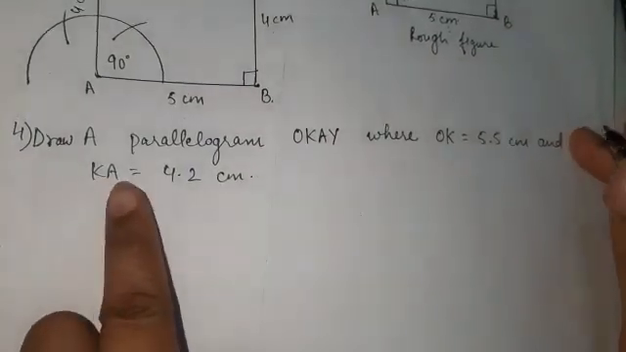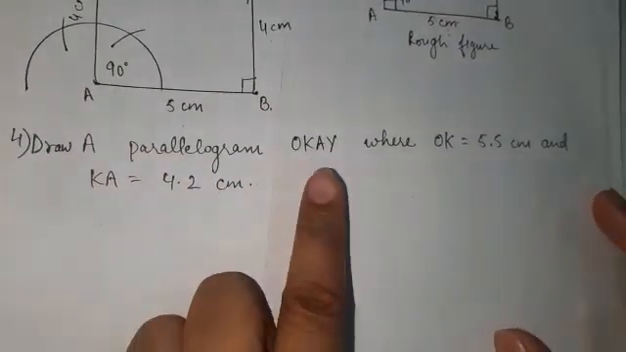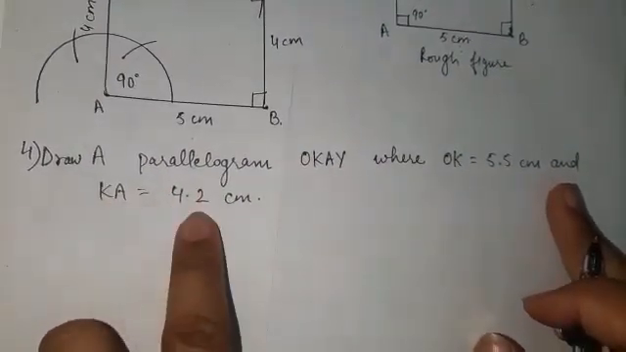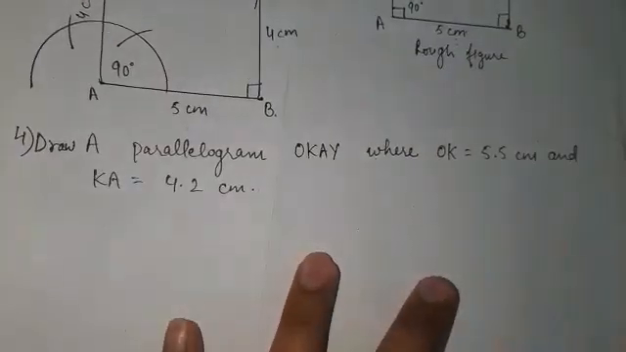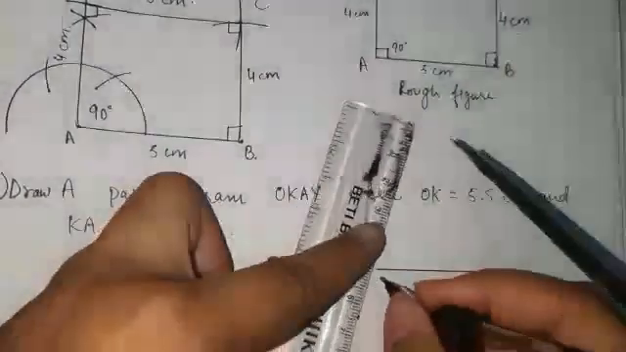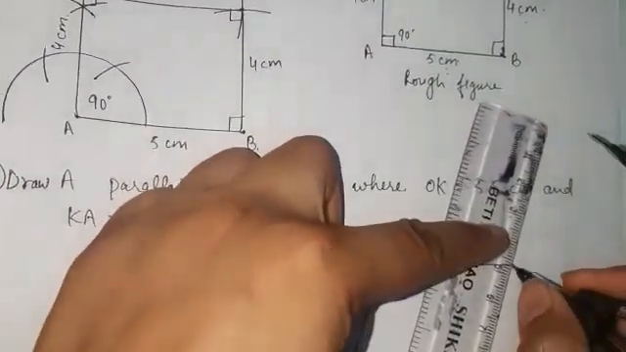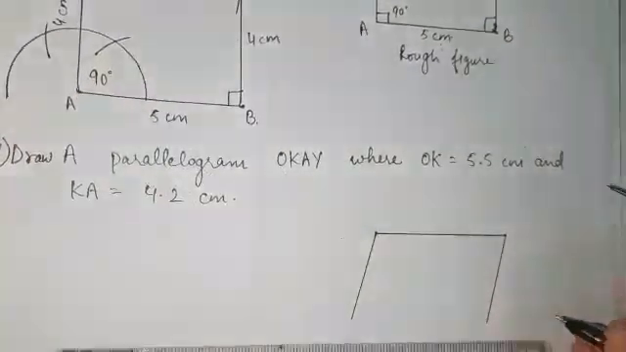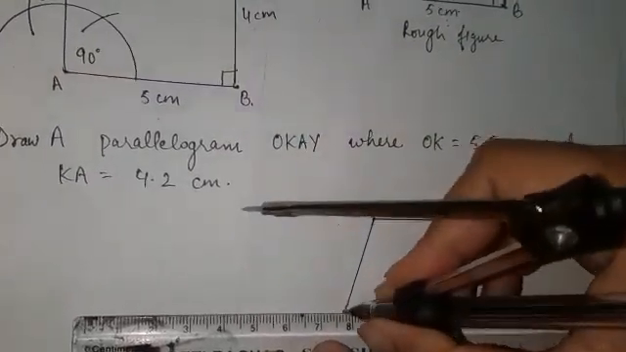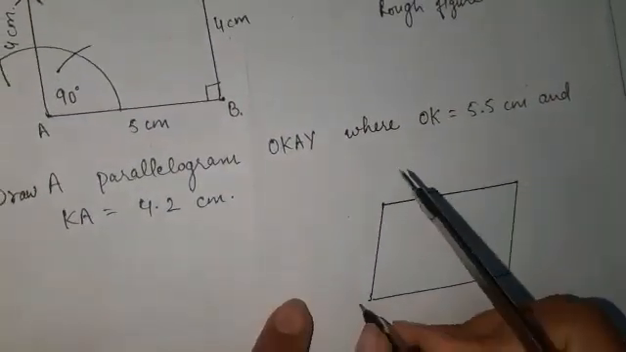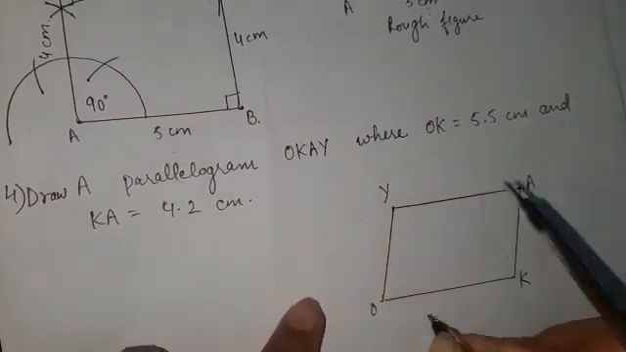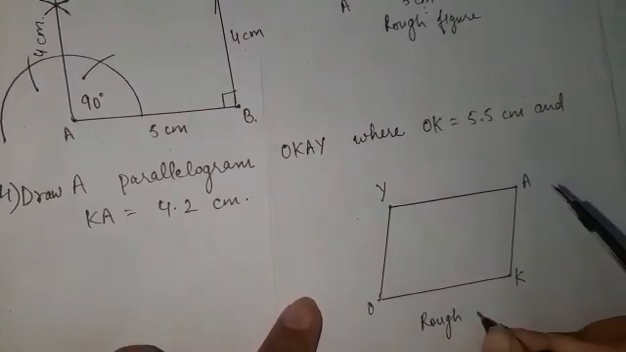Now next question is, draw a parallelogram OKAY where OK is 5.5 centimeters and KA is 4.2 centimeters. So let's start with a rough figure. Draw a parallelogram roughly. You all know how a parallelogram looks. So this is the rough figure of the parallelogram. Name this OKAY. This is the rough figure and this must be mentioned.